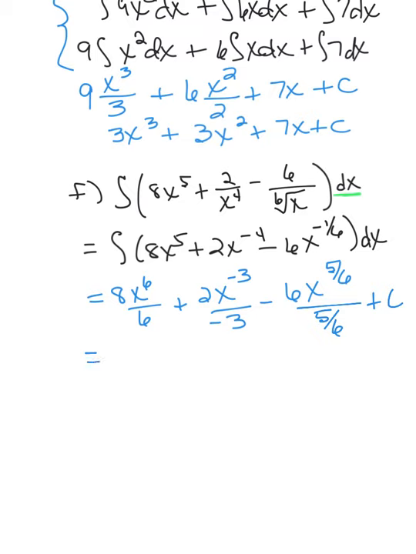Now we need to simplify. In our first term, we have 8/6, so we're going to simplify that to become 4/3 x to the 6th. 2 over negative 3 becomes negative 2/3 x to the negative 3 power, minus, on this last term, we need to multiply by the reciprocal of the denominator. So we're going to have 6 times 6/5 x to the 5/6 power plus c.